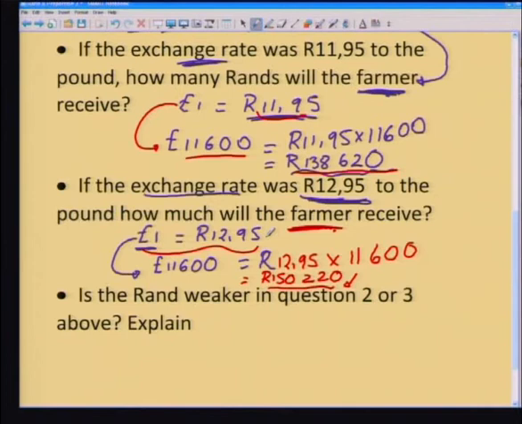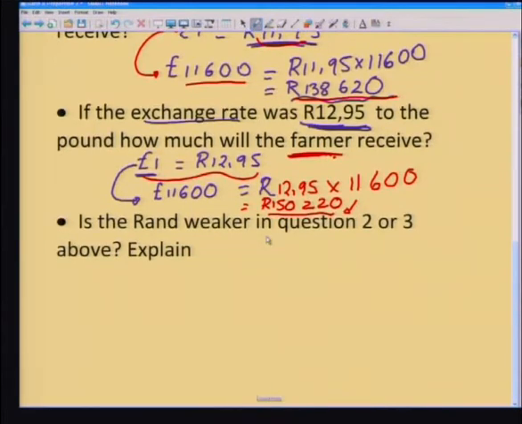And if you're on the other end of the coin, then it will be a worse situation for an importer. All right. So then the question says, is the rand weaker in question 2 or 3 above? And I've already said this to you, but it is weaker.